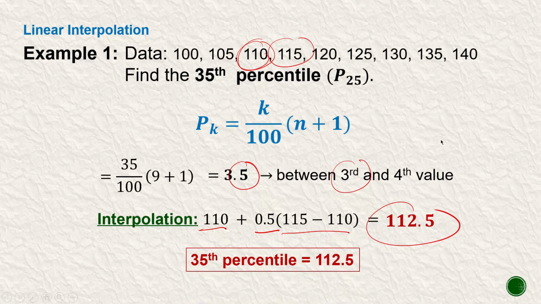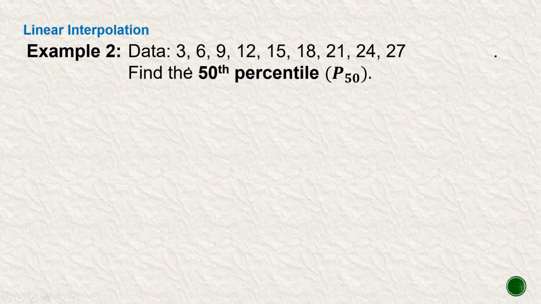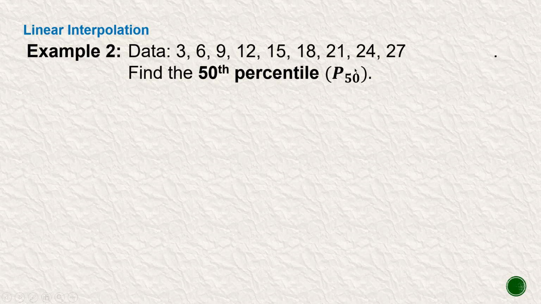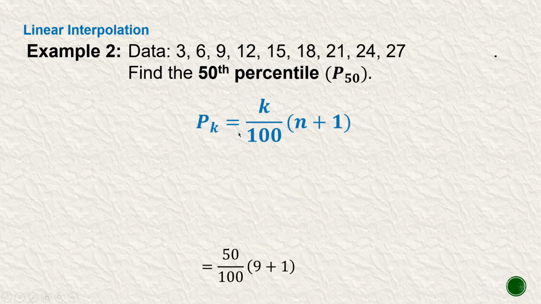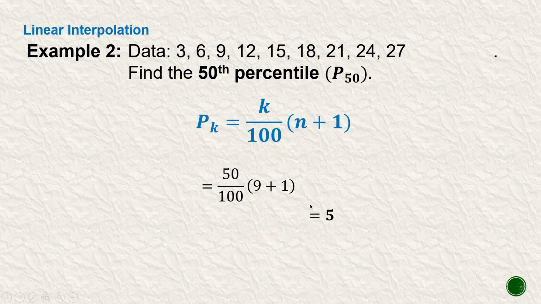So let's go to example number 2. Again, we have this data and it's already arranged from the smallest to the highest. We need to find the 50th percentile of the problem. Using the formula, it's going to be 50 over 100. So 50 is because of the 50th percentile. We have 9 here, and the answer is going to be 5.